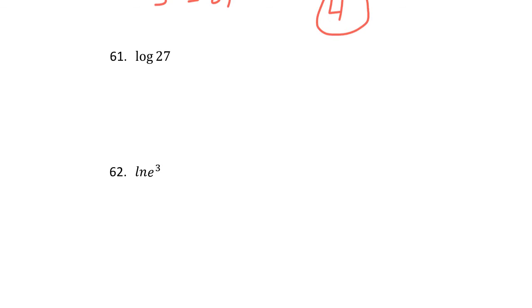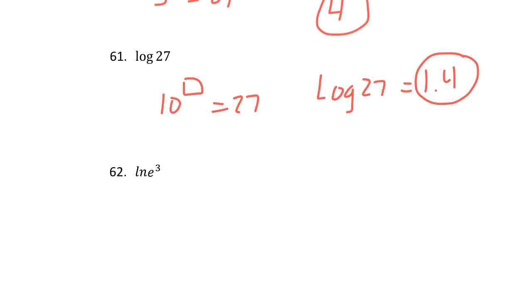Number 61 is what do you raise 10 to get 27? Well, I'm just going to find the log of 27. There's no reason to use anything other than the button log of 27 because we have a base 10 log on our calculator. And that is 1.43.